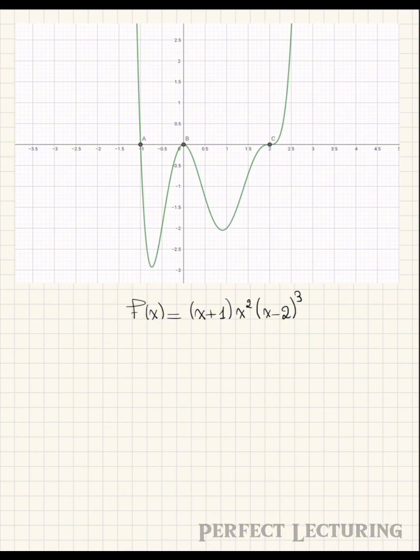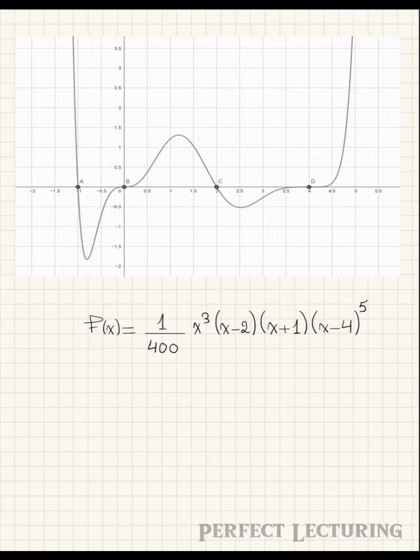Here we have 3 zeros. We have x equals negative 1, and this is a single zero. As you can see, the graph passes through minus 1, and it's not flat at all at x equal to negative 1, I mean at the point A. The other root is x equal to 0, and it is of multiplicity 2, and we can see that at x equal to 0 or at point B, the graph touches the x-axis, then changes its direction. It was increasing, then decreasing. The third zero is x equal to 2, and it has multiplicity 3. So, the graph does not change its direction, but what is the difference between A and C? It becomes flatter at C.